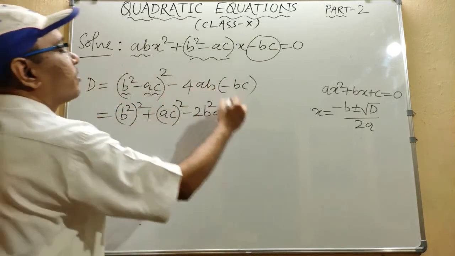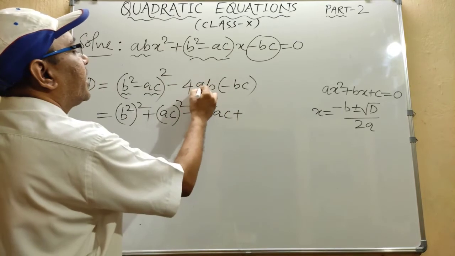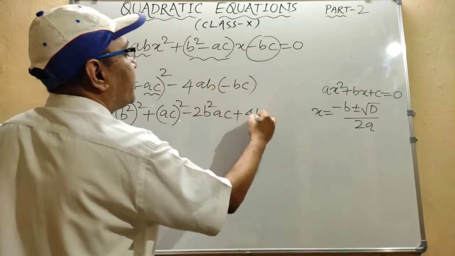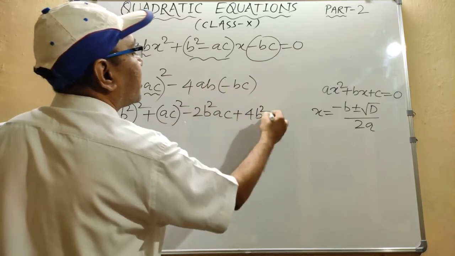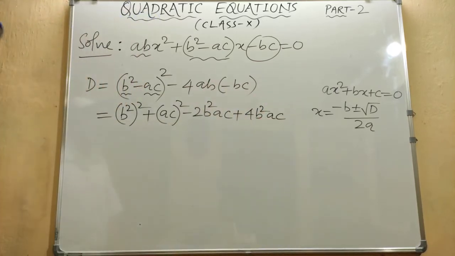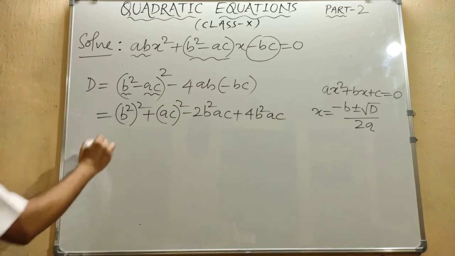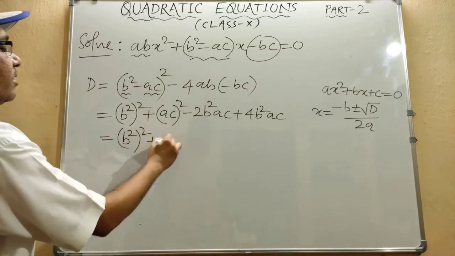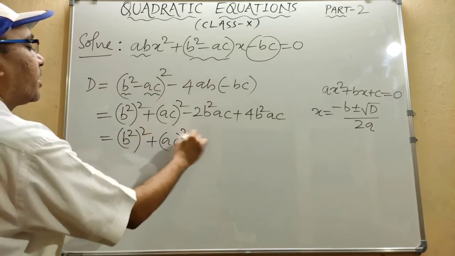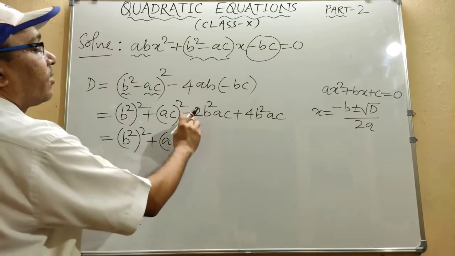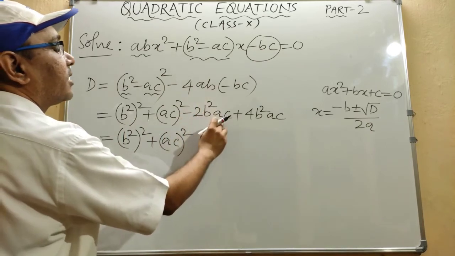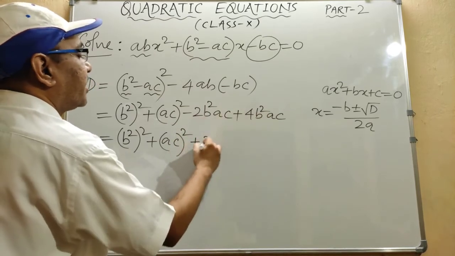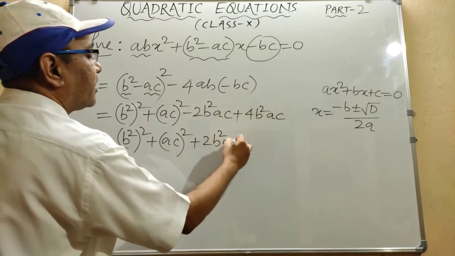And here minus into minus become plus 4ab and bc. So 4b into b, b square, a and c will remain as it is. In this way we can simplify. Now it is b square whole square plus ac whole square. Now it is minus 2b square ac and plus 4b square ac. So the sign will be plus, 2b square ac.